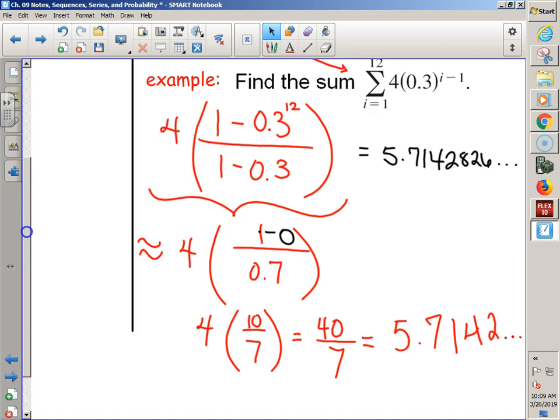Wait, why are we talking about this? I don't understand. What's the big deal? I could have just put it in my calculator. I know. I could have just put it in my calculator. I know. I didn't have to put it in my calculator.